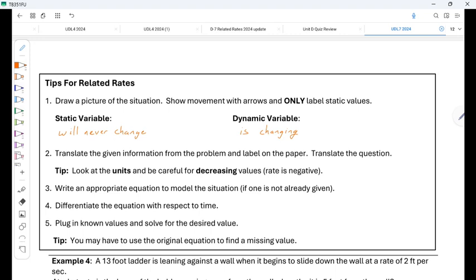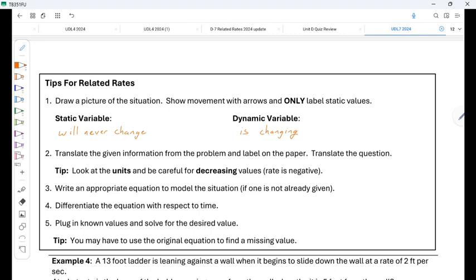That's important. Because when you go to take that derivative, we get to plug in the static variables before we take the derivative, which simplifies things. And if you plug any dynamic variables in before you take the derivative, you're going to get the wrong answer.